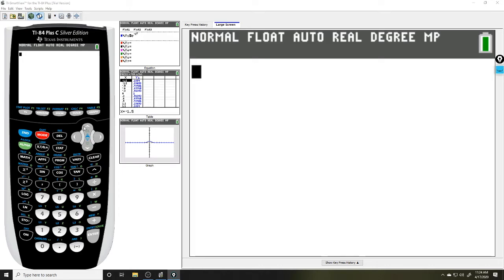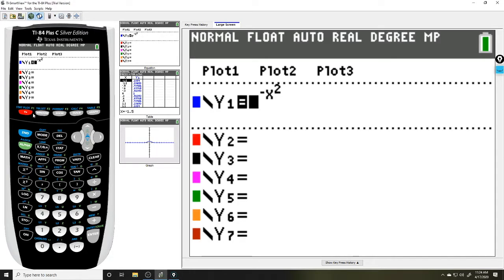Hey all, this is a series of videos I'm doing on different functions of the calculator and how to do them. So I'm going to start by talking about how to do derivatives on the calculator. You'll see I have a function here that I put in the calculator, e to the negative x squared, and I'm going to show you how to take the derivative of it and how to plot the derivative on a graph.